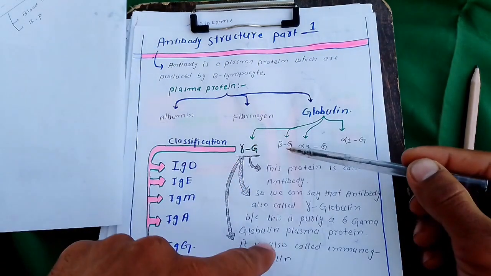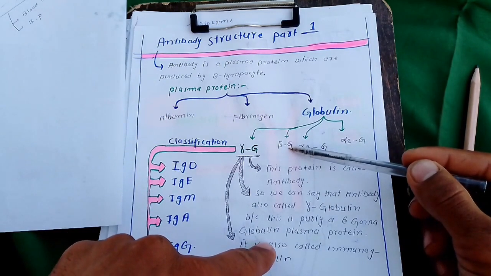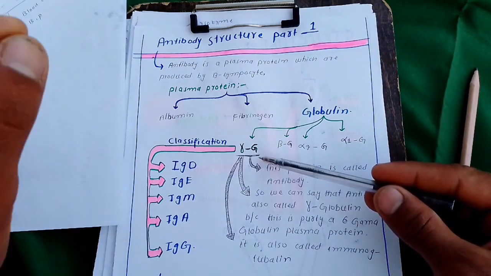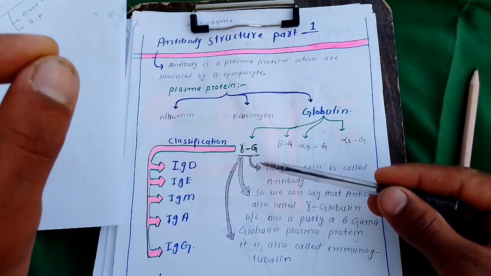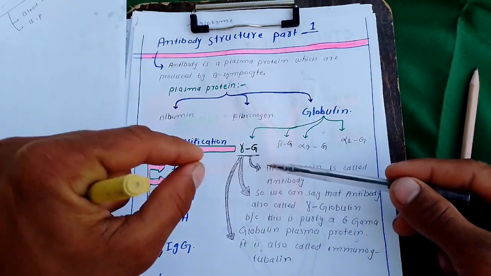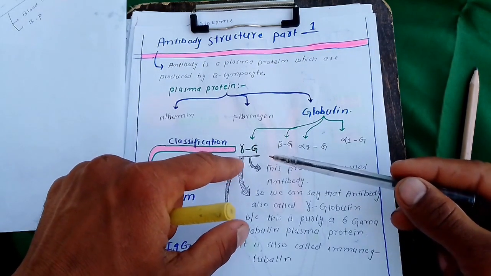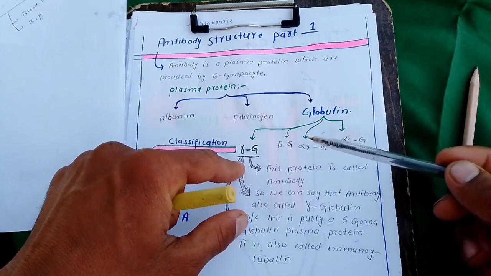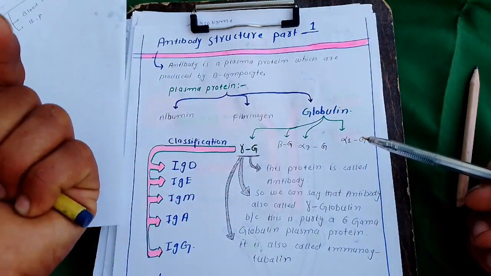But this beta globulin also has many types, and alpha 1 also has many types. But gamma globulin, what is gamma globulin? Gamma globulin is the actual antibody. Gamma globulin is called the antibody.